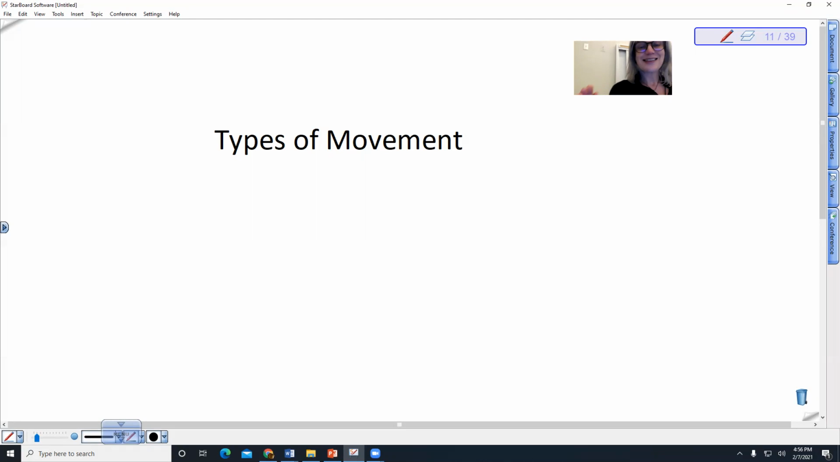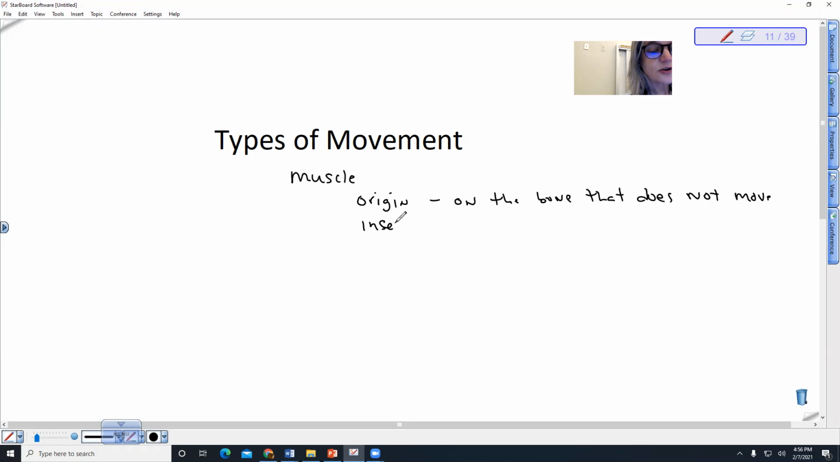When we look at the muscles, we can sometimes say that a muscle has its origin on the bone that does not move. And then it has its insertion on the bone that does move. Okay, so I'll put not there. So the insertion would be on the bone that does move.